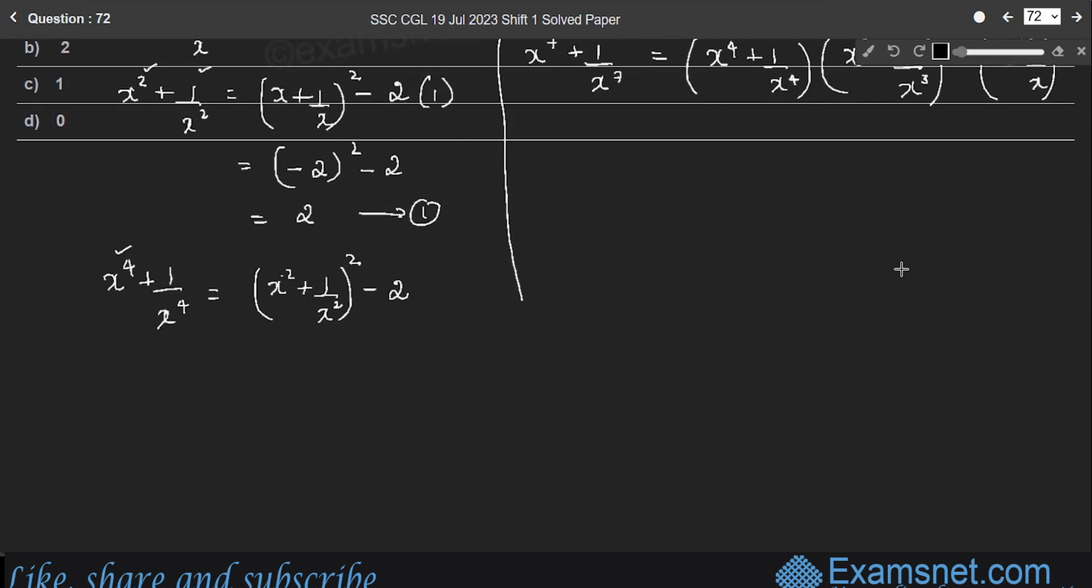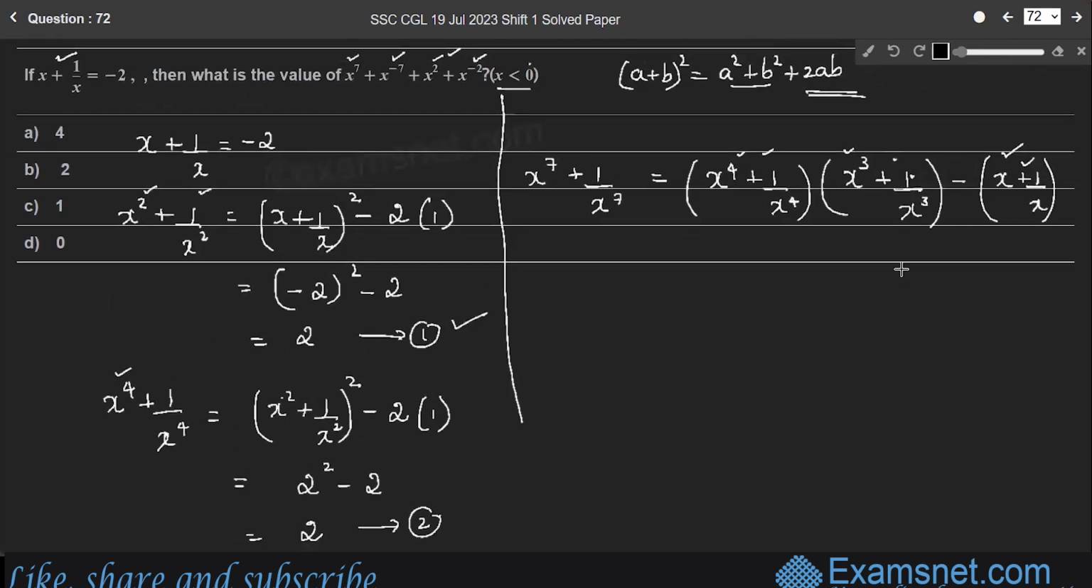So x square into 1 by x square becomes 1. So 2 into 1. Since x square plus 1 by x square from equation 1 is 2, 2 square minus 2 becomes 2. Right? 4 minus 2 is 2. Consider this as equation 2. x raised to 4 plus 1 by x raised to 4 is 2.